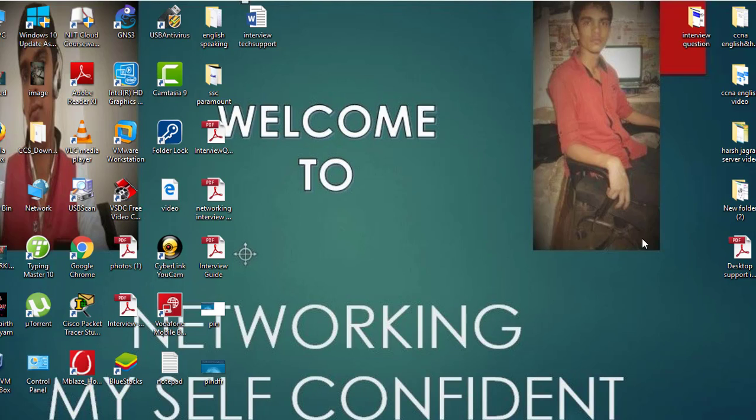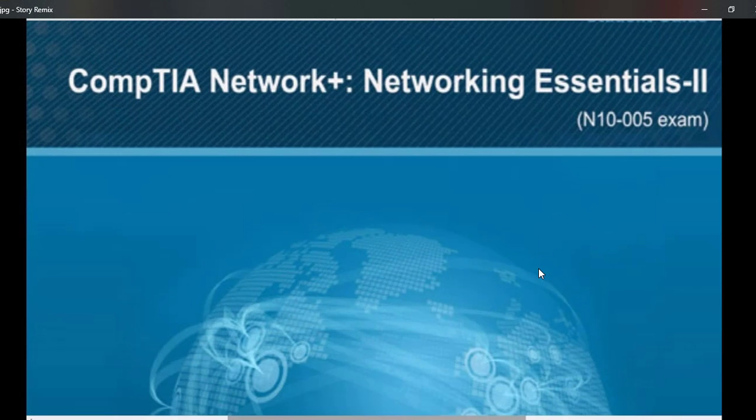Today's topic is N+ Network Essentials, complete knowledge in this book. Let's start with the first chapter. In this chapter you will learn what is basic network and networking, identifying network components, types of networks and network models, and what are network topologies and logical topology. That's all.